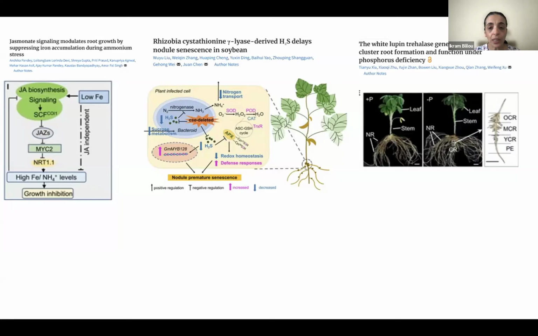And by Liu et al., they have looked at how nodule formation affects especially a protein called cystathionine gamma-lyase, and how the presence of nodules in the root also affects senescence in the shoot. And then the other article, which I also liked, is focusing on some special roots that we don't really hear much about, called cluster roots in white lupin, where they show that a trialase gene is important for the formation of these cluster roots, and they really highlight the mechanism behind the formation of these roots.